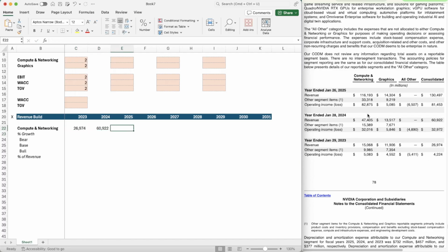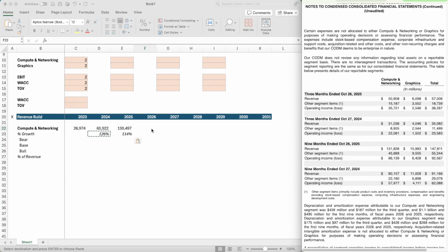6922, then 130, 497. So you can see that this growth is huge. To work out the growth rate, we take the year that we're looking at, divided by the previous year, minus 1. Put this into a percentage. And again, it's incredible.